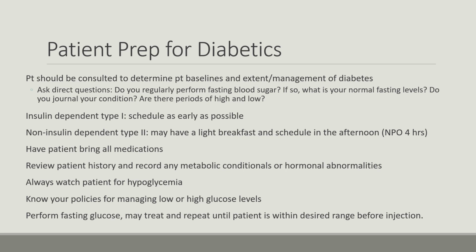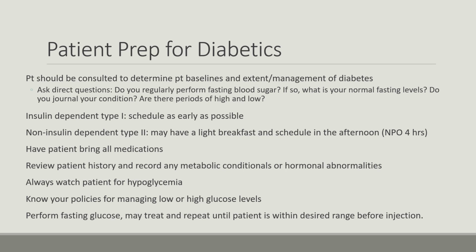If they are insulin dependent type 1, you want to schedule them as early as possible in the morning. That will cause less disruption to their normal blood sugar levels and medication schedules. Non-insulin dependent type 2 diabetics may have a light breakfast and be scheduled in the afternoon because they just need to be NPO for 4 hours. Have the patient bring all their medications with them though, especially medications for diabetes, because we are giving them something that's a sugar analog that can disrupt their blood glucose levels.